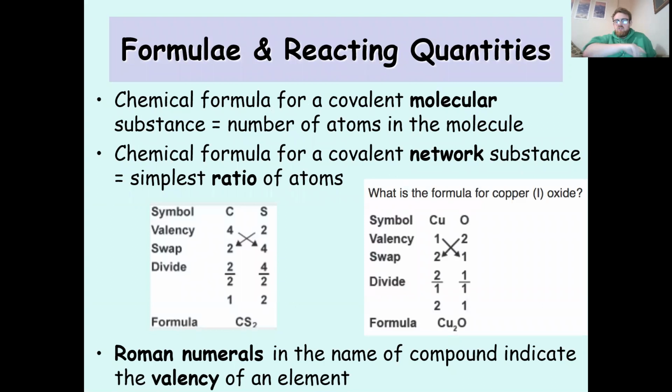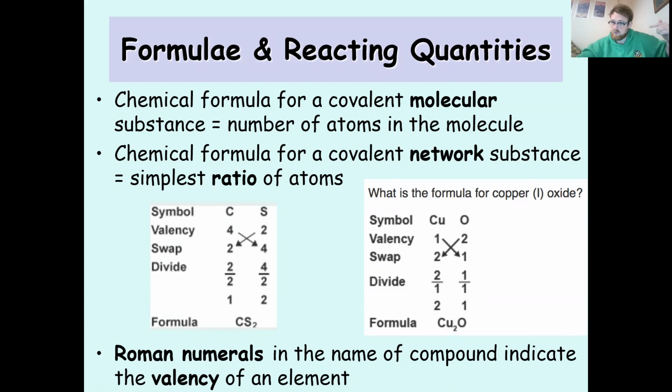So remember the process to working out formula is SVSDF. Symbol, valency, swap, divide. Remember that valency is the number of bonds that an atom can make and it's related to its group number.